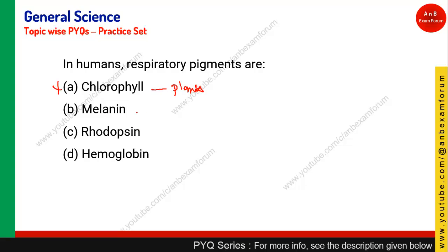Melanin, as you know, it is basically related to the skin component. Again, this is eliminated. Rhodopsin is another component which is nowhere related to respiration, so this is eliminated. The next one, hemoglobin. Hemoglobin is basically the respiratory pigment, okay, which carries oxygen and carbon dioxide for the transportation of gases, right? So option D is the right answer. Hemoglobin is the respiratory pigment.